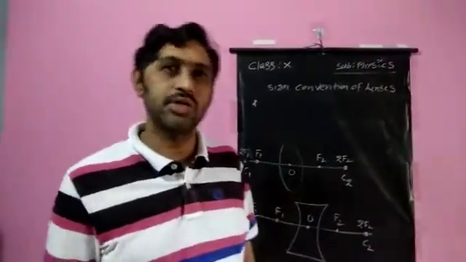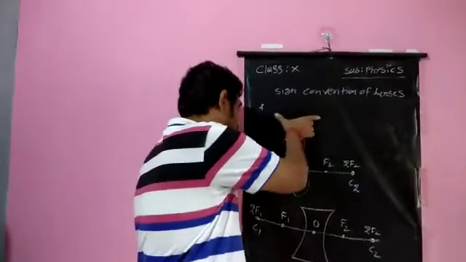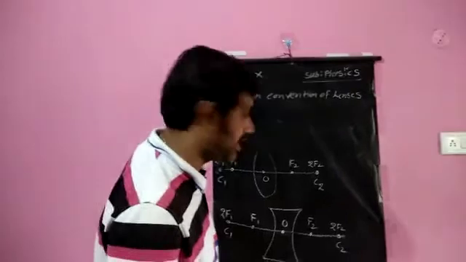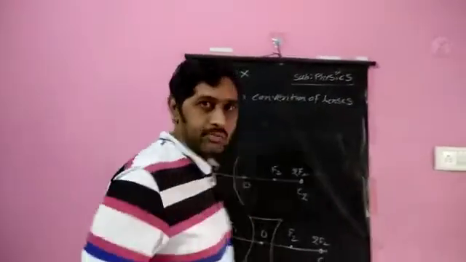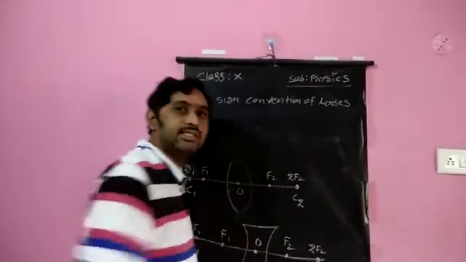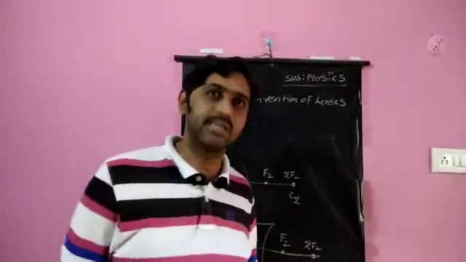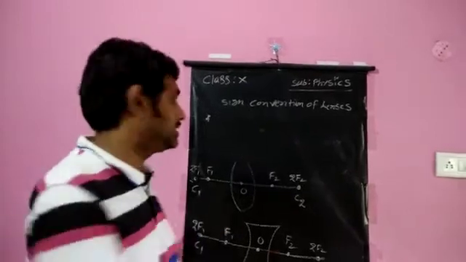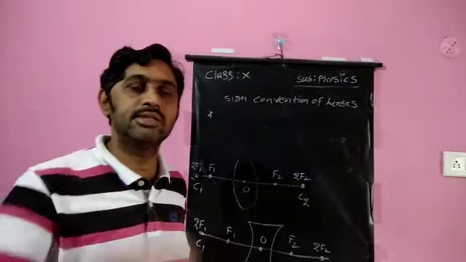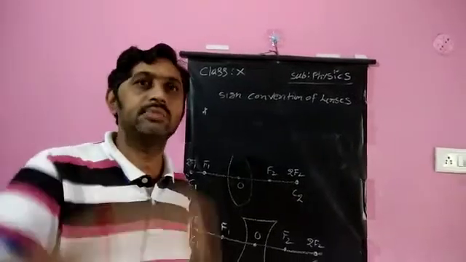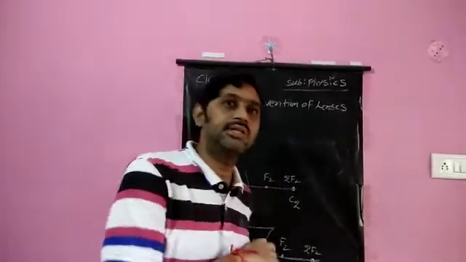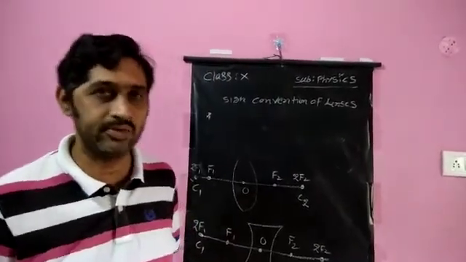In mirrors, we say the object should be placed on the left side. Here in lenses also, the object should always be placed on the left side of the lens. In mirrors, all distances should be measured from the pole of the mirror. Here in lenses, all distances should be measured from the optical center of the lens. The distances measured on the right side of the lens will be positive, and the distances measured on the left side of the lens should be taken as negative.